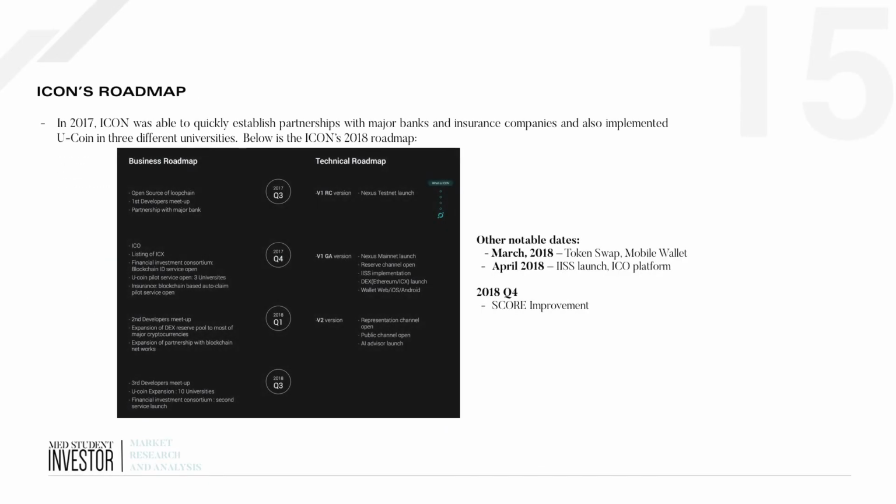In 2017, Icon was able to quickly establish partnerships with major banks and insurance companies and also implemented Ucoin in 3 different universities. Below is Icon's 2018 roadmap. Other notable dates are March 2018, where they will perform their token swap and also will release their mobile wallet. In April of 2018 you can expect the Icon incentive scoring system launch on their ICO platform.